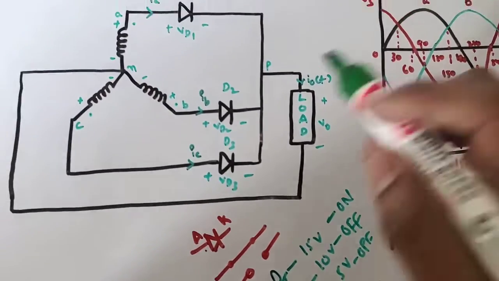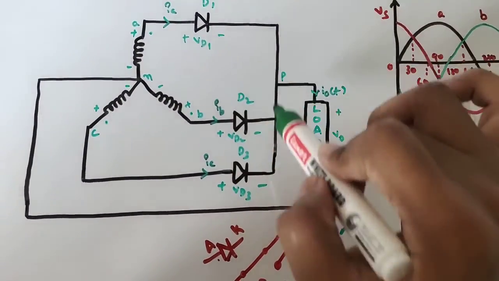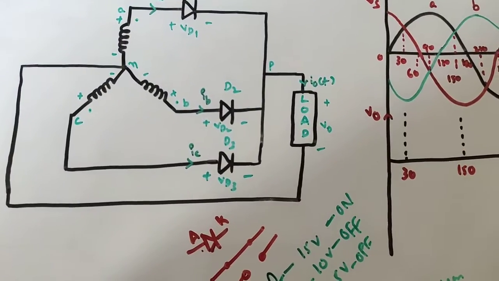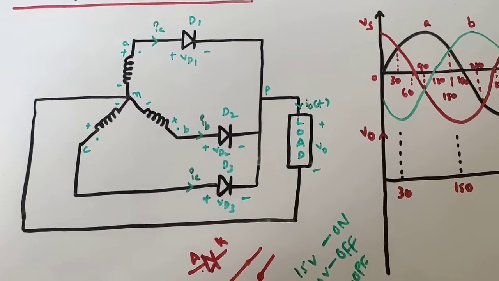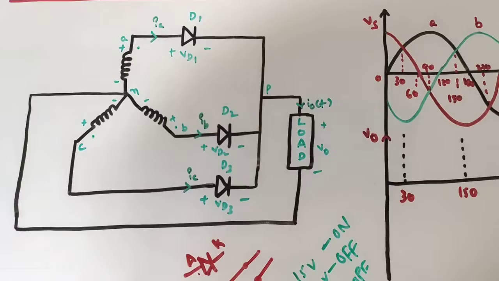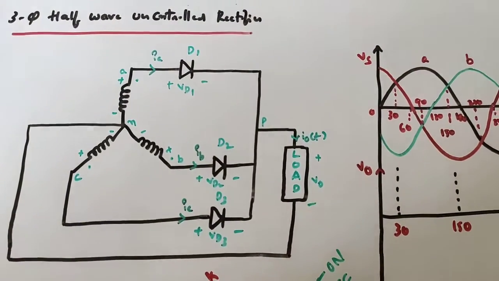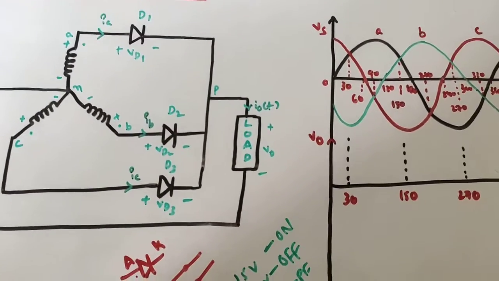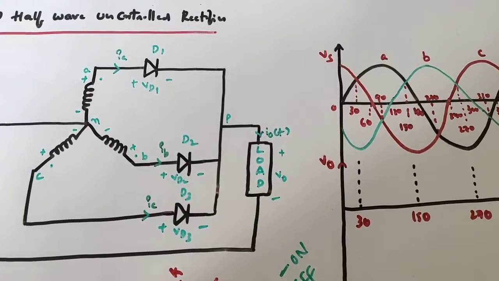Common cathode configuration. That means what? All the cathodes are connected to a common point that is known as P. Understood? So this is known as common cathode configuration. Let me draw some kind of waveforms so that you will understand what sort of things are going on.